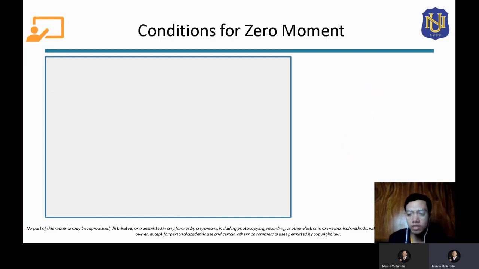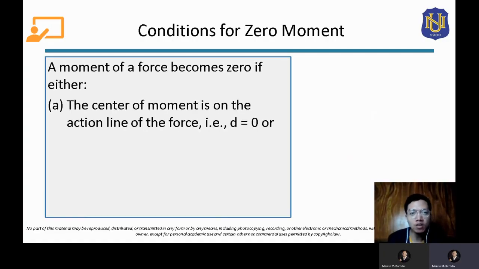So now let's talk about the conditions for zero moment. These are the cases where the magnitude of your moment will be zero. The first one: a moment of a force becomes zero if the center of moment is on the action line of the force. That is, the perpendicular distance d is zero.